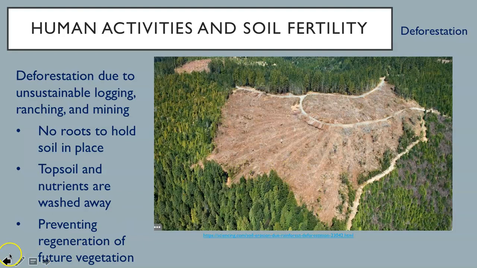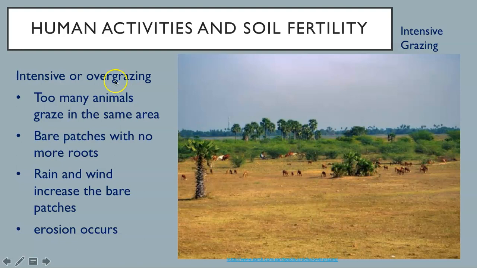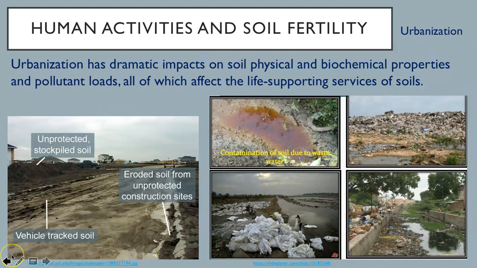Intensive grazing, or overgrazing, degrades soil. This is a practice where too many animals graze in the same area, resulting in bare patches where roots no longer hold the soil together. Rain and wind increase the bare patches, and erosion occurs. Soil is removed from the area. Urbanization has dramatic impacts on soil, physical and biochemical properties, and pollutant loads, all of which affect the life-supporting services of the soils affected in urbanized areas.